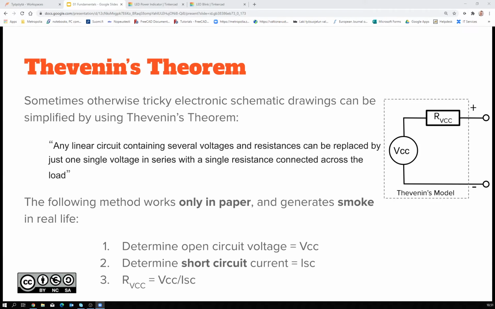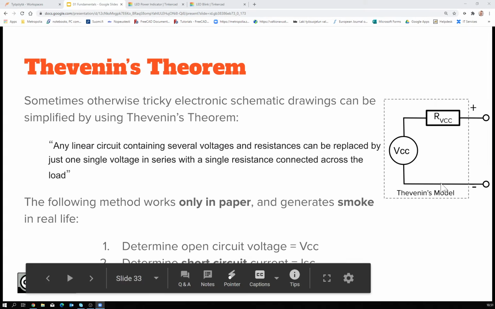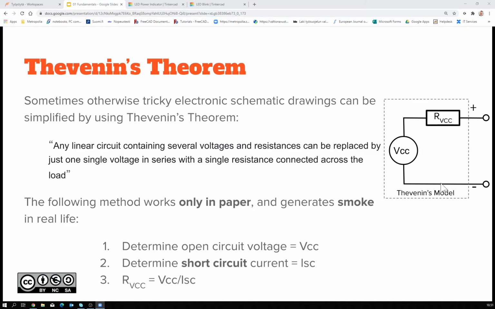Okay, so Thevenin's model, a simple model for complicated circuits, how to do it on paper. When you try to do it in real life, it generates smoke at some point. So never ever ever use this method in real life, not even in a simulated environment, unless you are told to do so.